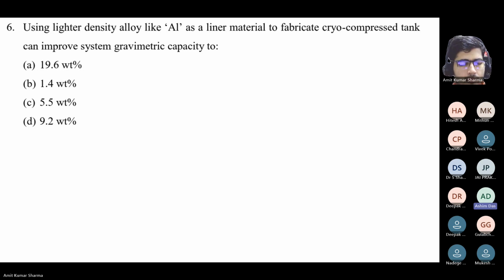I think it is 9.2, the D. Yes, so direct question: the gravimetric capacity can improve by 9.2 weight percent.